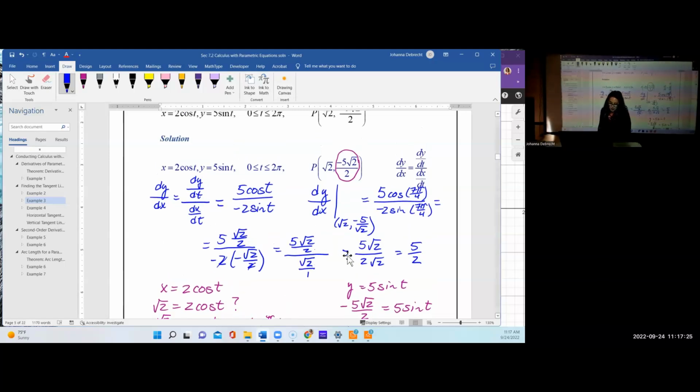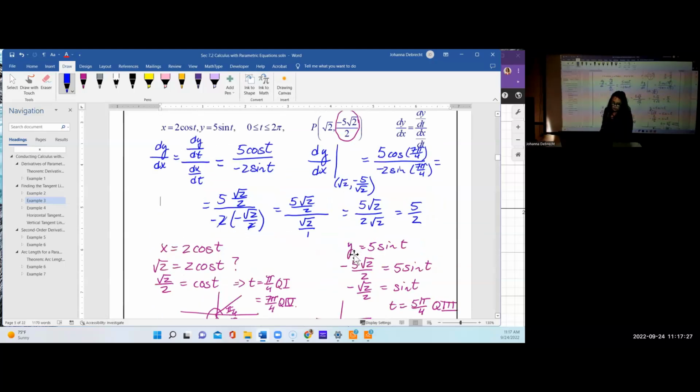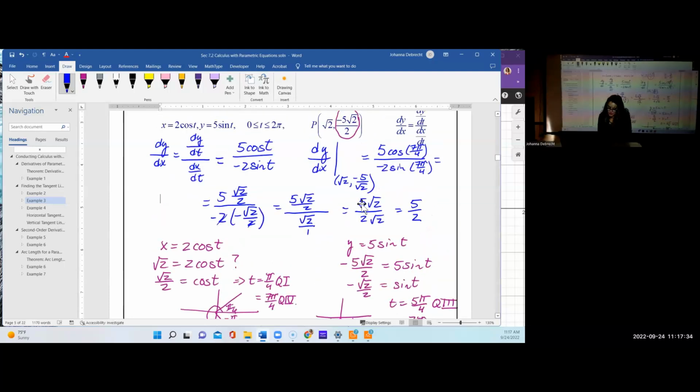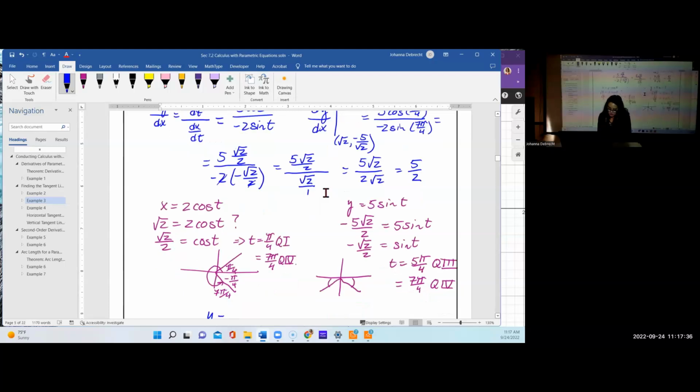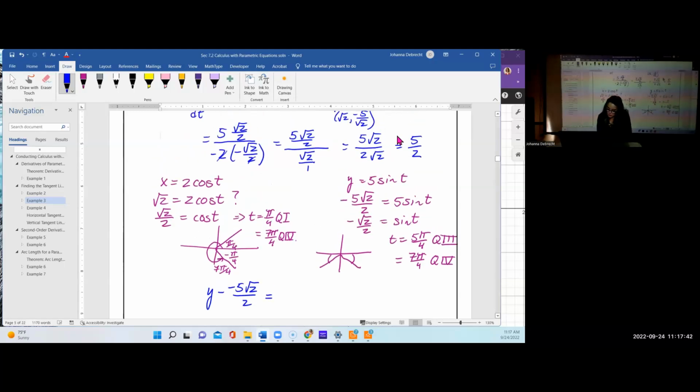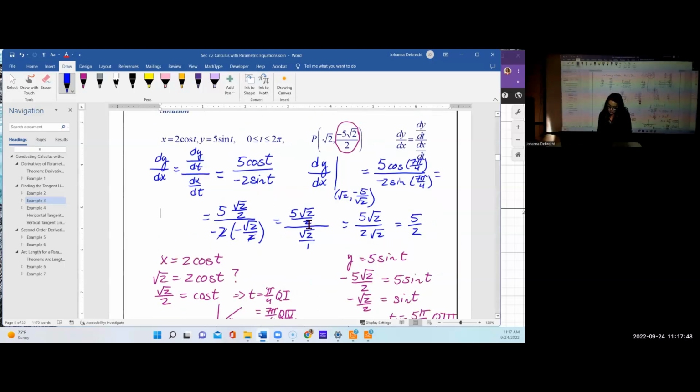Now let's write the equation of the tangent line, because that was our job. So we're going to write down y minus, and then the y coordinate was negative 5 square root of 2 over 2. Notice that's a different negative, equal. Our slope was 5 halves. And our x coordinate was square root of 2.